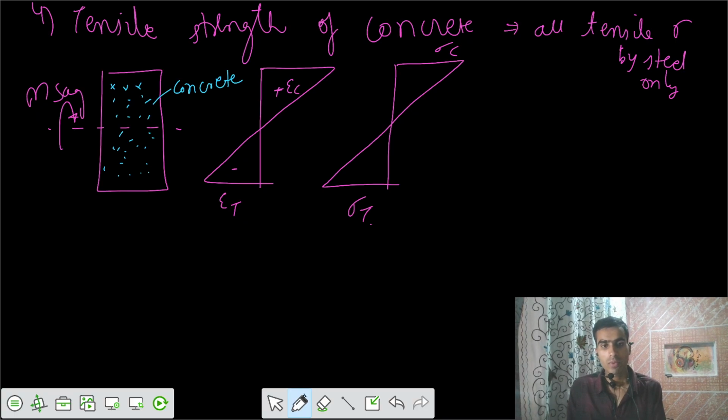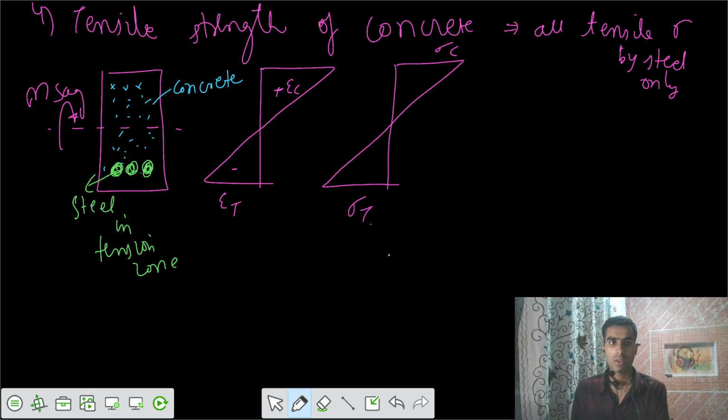Then we say that in the tension zone we are going to use steel. Let's say we have some bars here, steel bars. This is your steel in the tension zone. Now based on this assumption, the concrete in the tension zone is not going to take any stresses. The area of concrete below the neutral axis, we are going to ignore the entire area of the concrete in this region and only keep those bars of steel here.